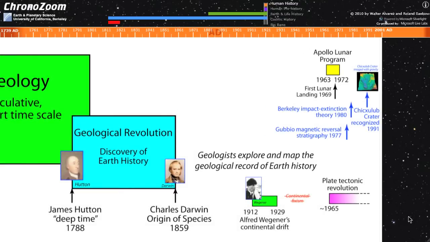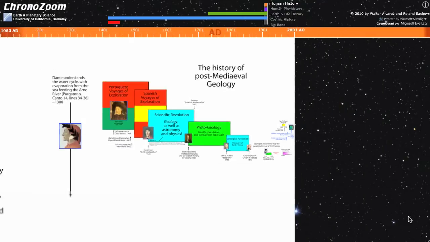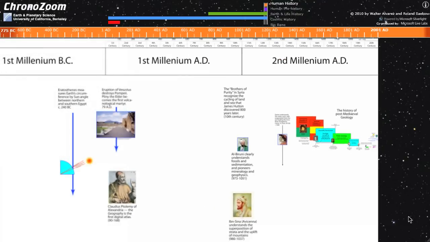Now, zooming out, we can place them in the broader context of modern geology, seeing the plate tectonic revolution, Alfred Wegener's continental drift, and the 19th century geological revolution, from Hutton's discovery of deep time to Darwin's theory of evolution. Now we can see back as far as, in the Western tradition, there are studies of the Earth that we might consider scientific.